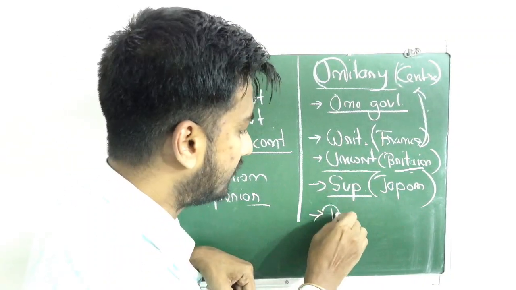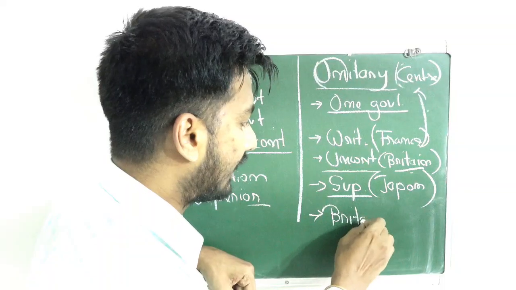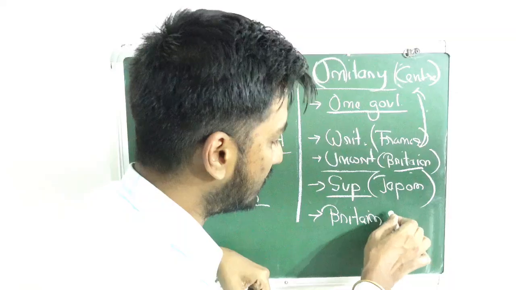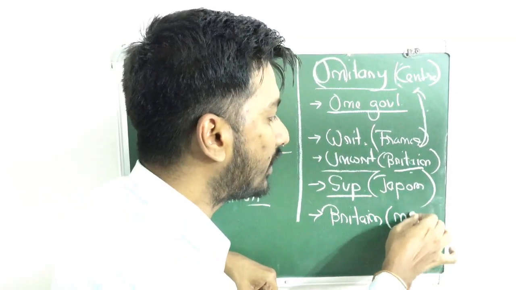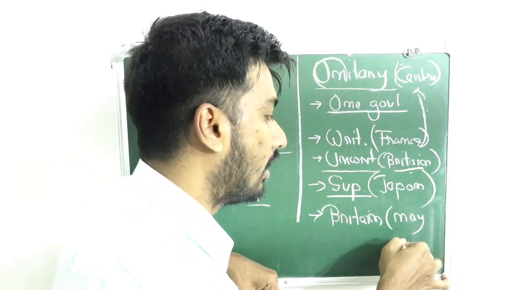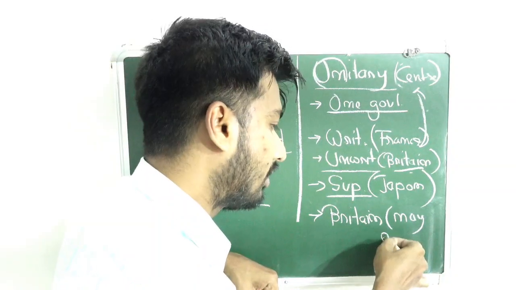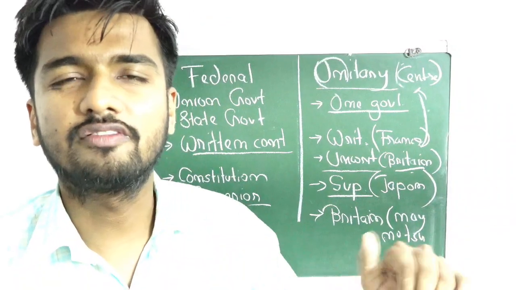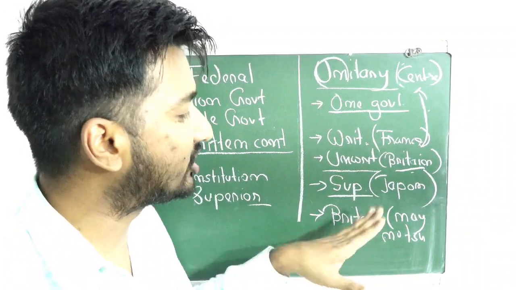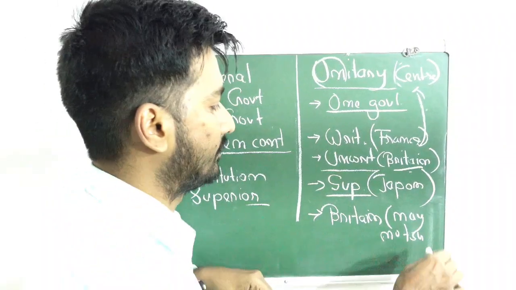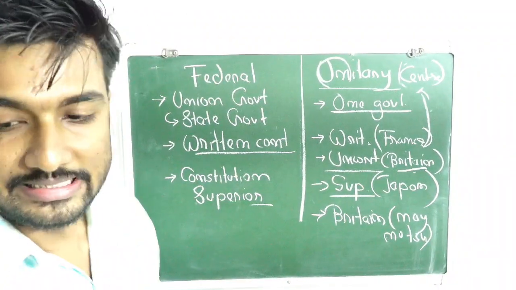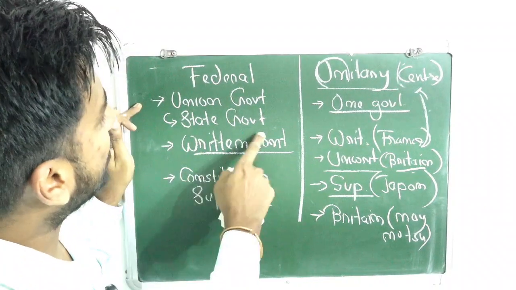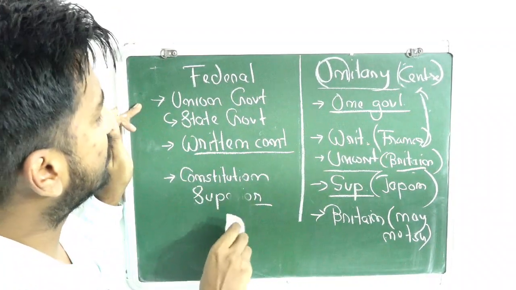But in Britain, it has a unitary form of government, but it may be superior sometimes, but it is not superior also. It can be superior according to different circumstances, but generally it is not superior. So these are the points. The next points of a federal system: union, two parts, state government, written constitution, constitution superior.